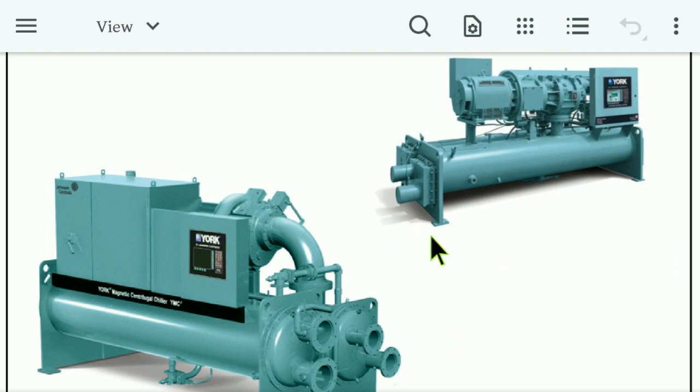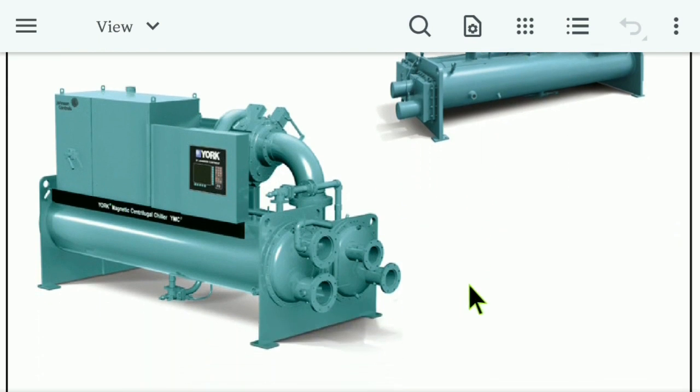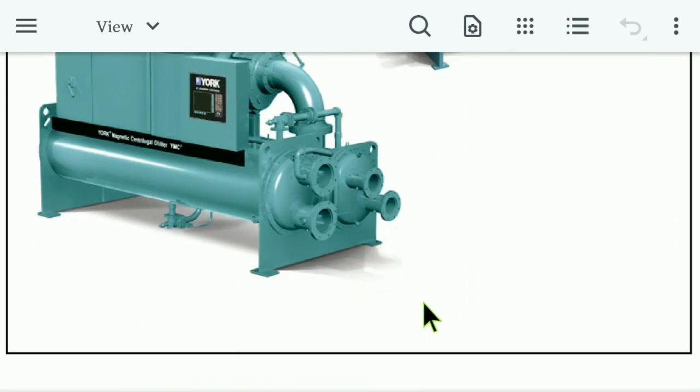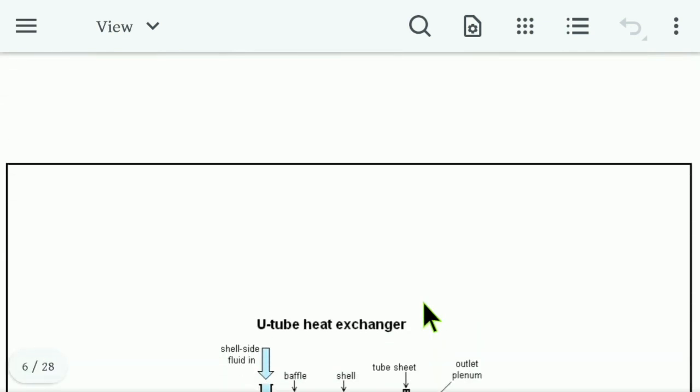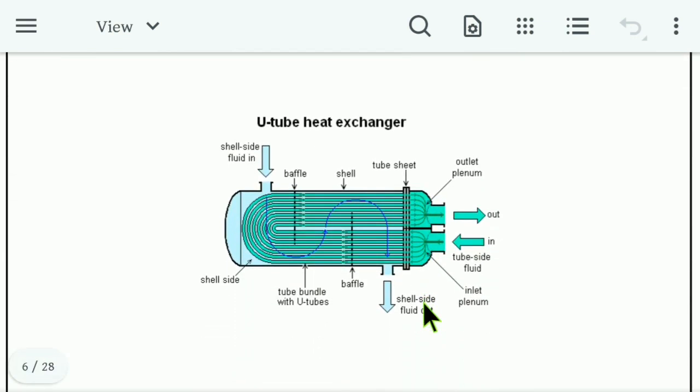There is some real picture of a shell and tube heat exchanger. This is a figure of a U-tube heat exchanger, almost similar to shell and tube heat exchangers, but not the same at all.